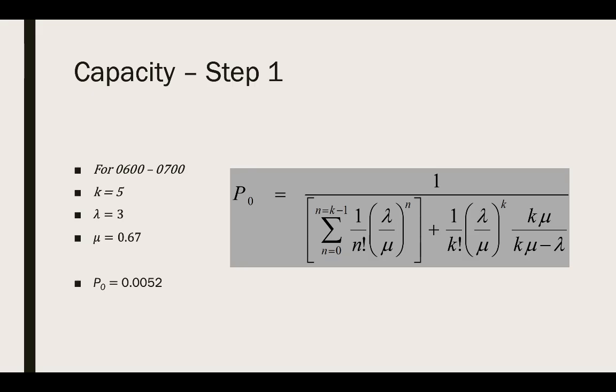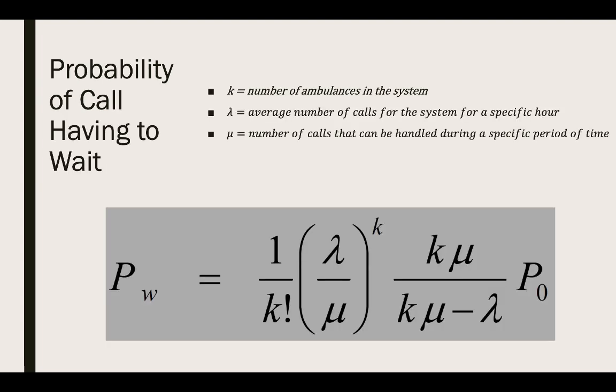So this extends earlier than 6 a.m., because remember, our average total call time is 1.5 hours. If I had an ambulance dispatched to a call at 5 a.m., well, come 6 a.m., they are still on that call and they are not available. So this extends out that availability time based on how long it takes your system to run a call. That was step 1.